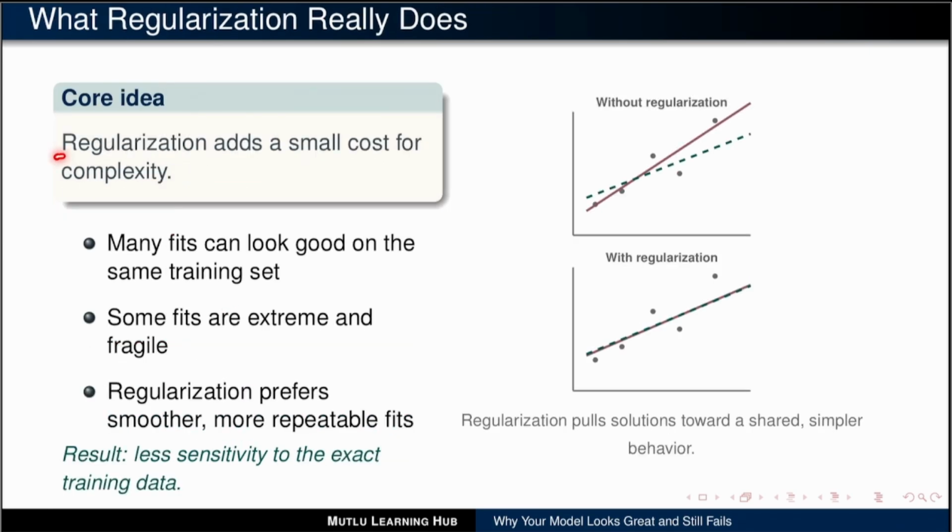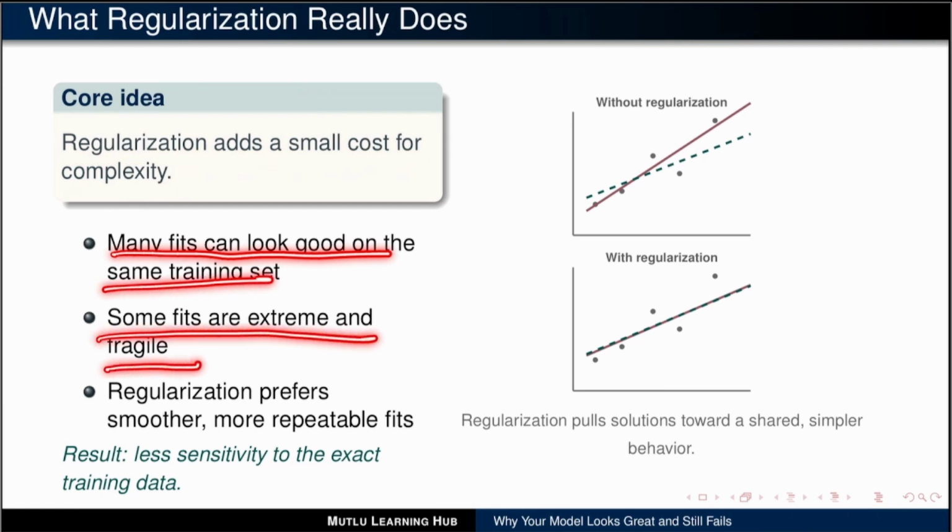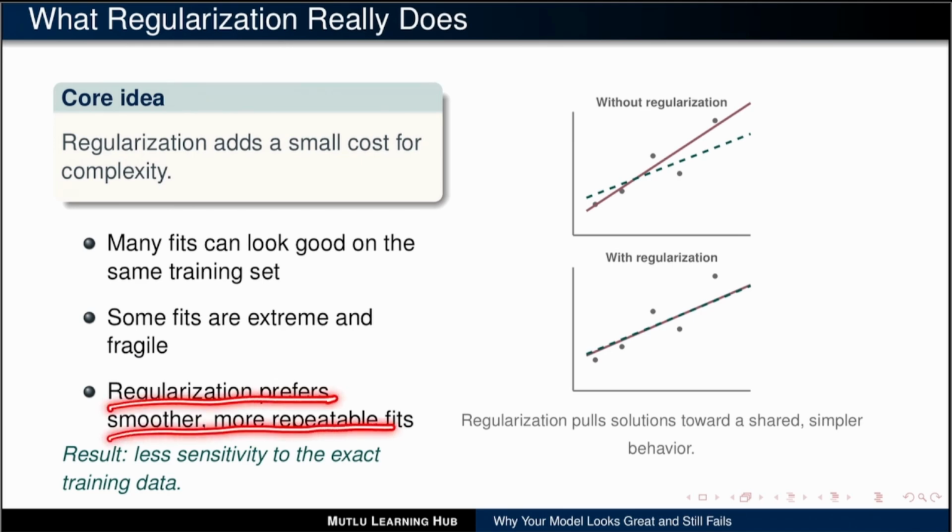Here is the core idea. Regularization adds a small cost for complexity. So instead of saying pick the model that fits training best, we say pick the model that fits well and stays reasonable. Because with many models, there are multiple fits that look good on training. Some of those fits are extreme, and extreme fits tend to be fragile. Regularization nudges you towards smoother, repeatable fits, so the model is less sensitive to exactly which data points you got.